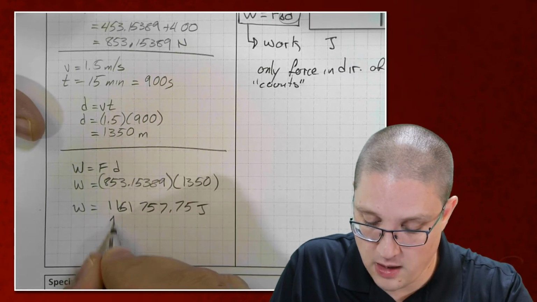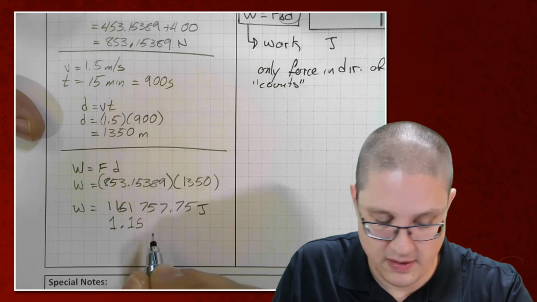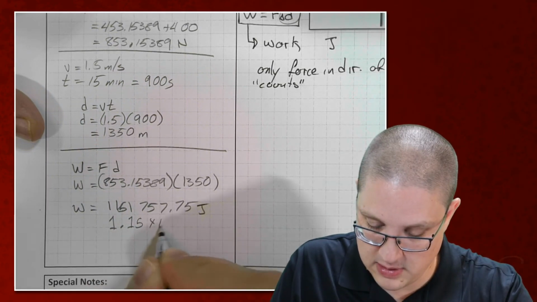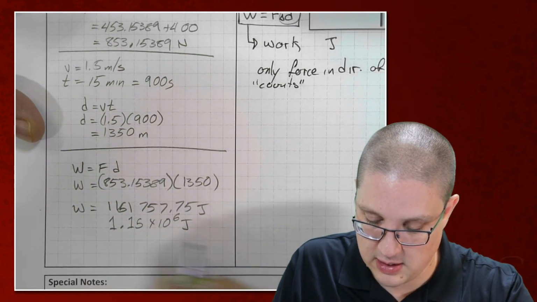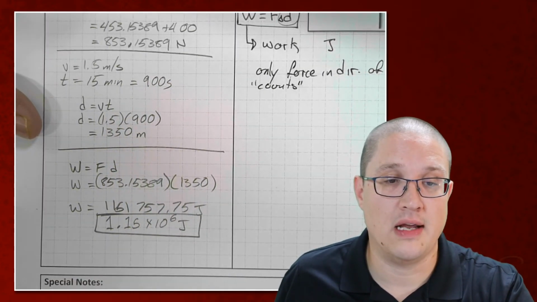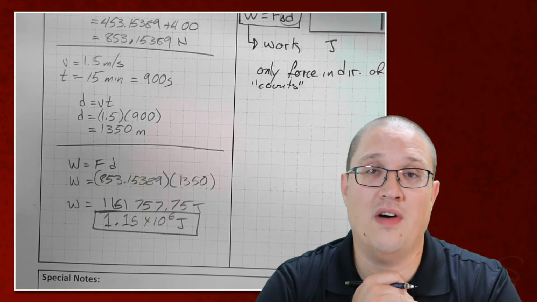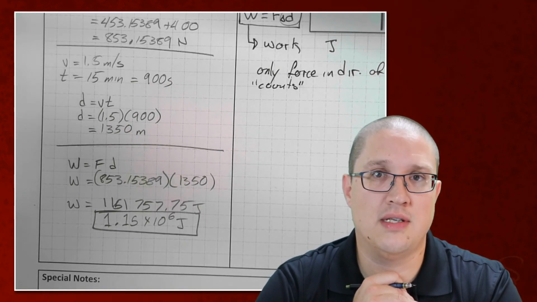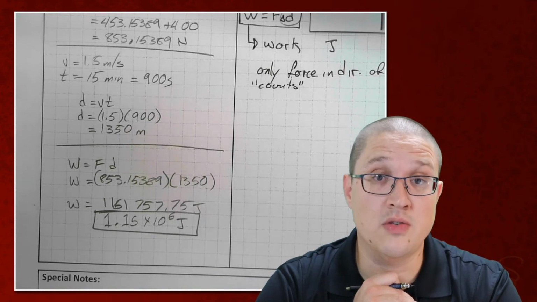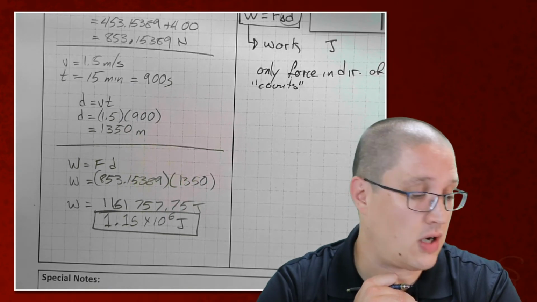That's way better. 1.15 times 10 to the 6th joules. There we go. There's my final answer. 1.15 times 10 to the 6th joules, 1.15 million joules, which sounds like a big number, but is reasonable. If they're exerting that much force for that long, they're moving this truck.